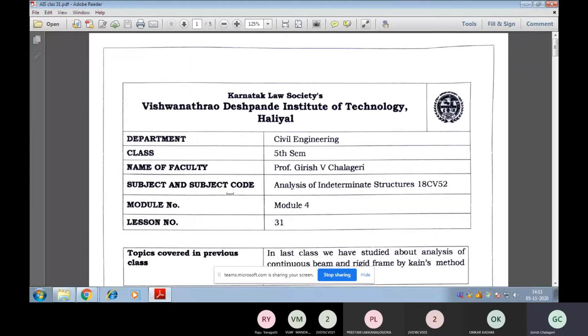Today we are going to start with a new model, number 4, that is the flexibility method. So the lecture number will be 31 only. Yesterday we could not continue this due to some technical problems.